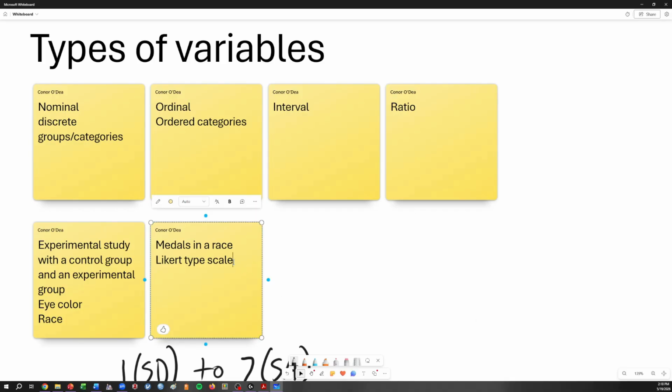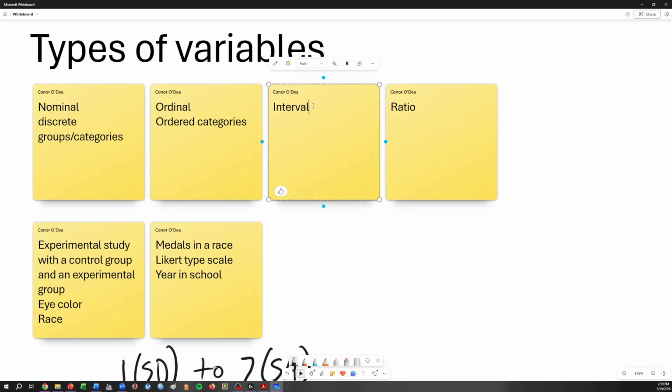Another example of an ordinal measure would be something like year in school, because there are discrete categories, meaning that you are a first year, a sophomore, a junior, or a senior, and there is an ordering to them. A senior has been in school longer than a junior, who has been in school longer than a sophomore, who has been in school longer than a first year student. So again, ordered categories here.